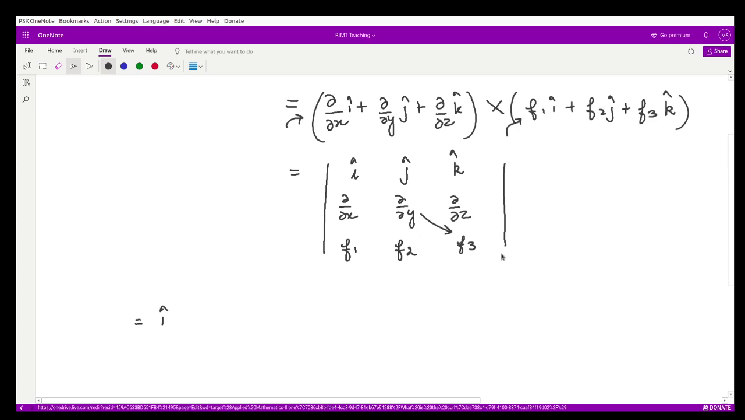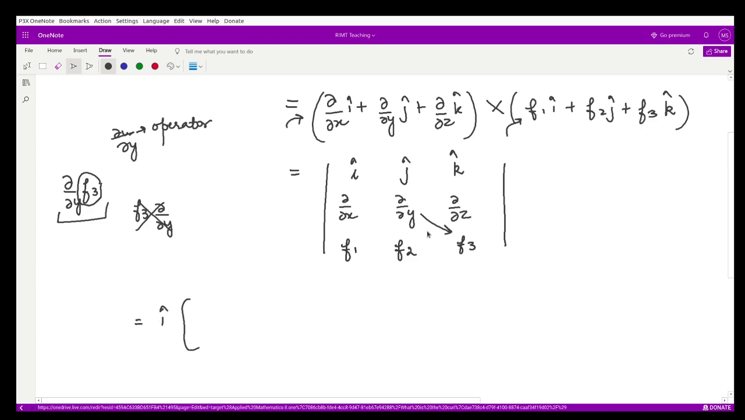Now whenever you multiply these two quantities, you can write del by del y of f3, but you cannot write f3 del by del y. Why? Because this del by del y is an operator and not a function. The function is f3, so the order should be only this. You cannot reverse its order.